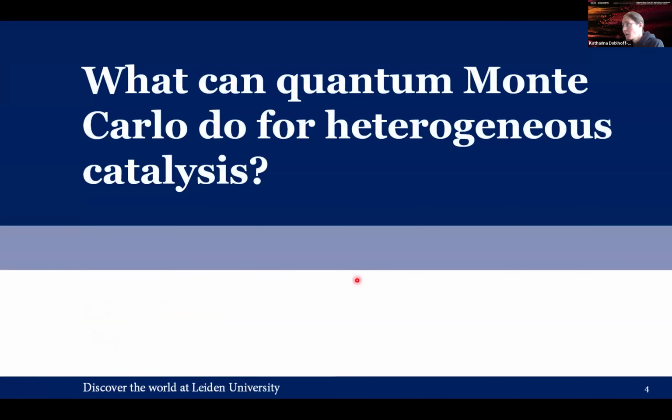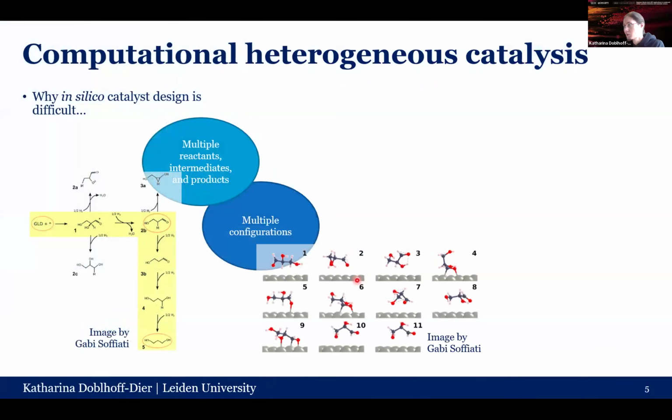Now, the big question is, heterogeneous catalysis as such is already quite complex. So what can Quantum Monte Carlo do for heterogeneous catalysis? And if you say it's complex, I fully agree. There are a lot of processes that come into play that we need to take into account. For example, once we have these molecules that react on the surfaces, they can have many different configurations. And if we want to describe our catalytic process correctly, we have to take these multiple configurations into account. We'll also have several different reaction pathways, multiple intermediates and products. So again, that adds to the computational complexity of the problem.